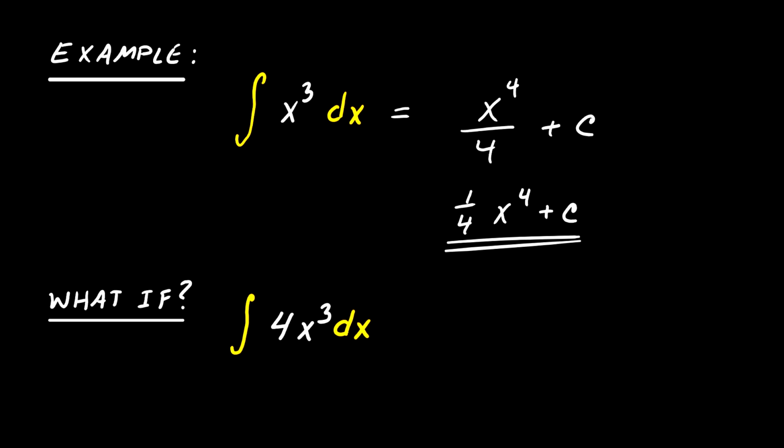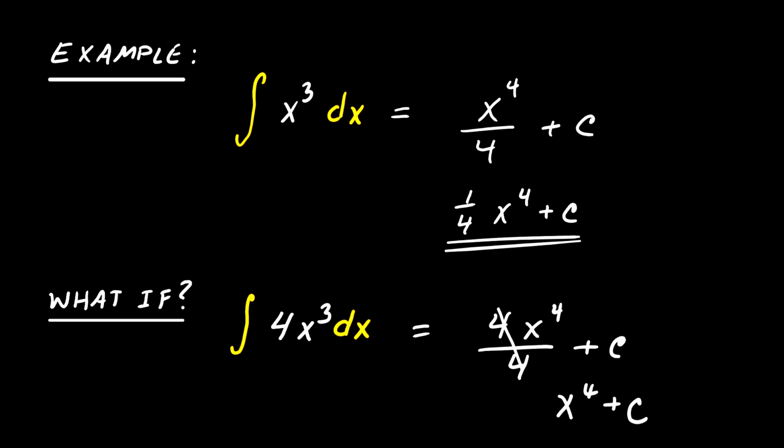Now, if you have 4x to the third written down, it really doesn't change anything. You can pull the 4 in front of the integral or just deal with it. I say we deal with it. We rewrite it as 4x to the power higher, divide by that power, plus c. Those 4's cancel. You're left with x to the fourth plus c.